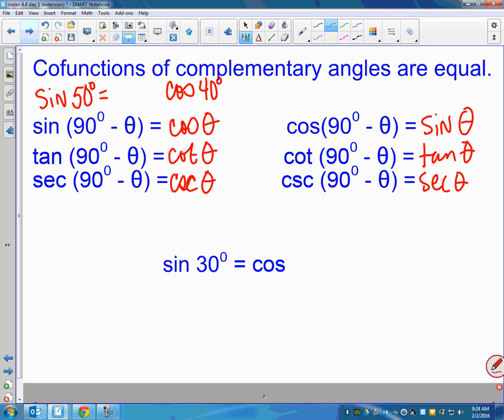But this is the question that wasn't 30, but this is the question like it was on my Math 137 test yesterday. They said the sine of 30 degrees equals the cosine of what? And we could say 60 degrees, because 60 plus 30 adds up to 90.